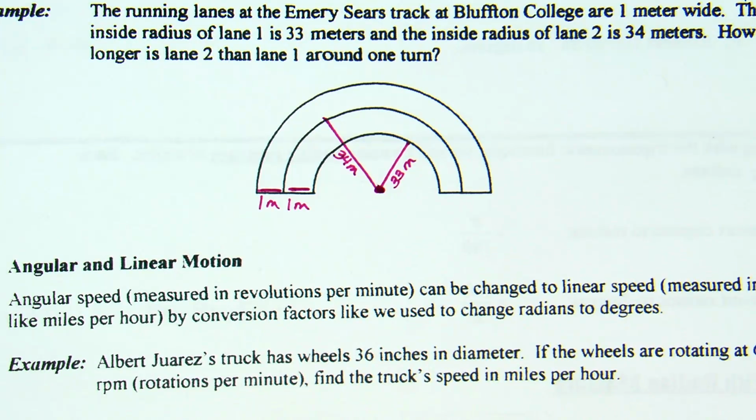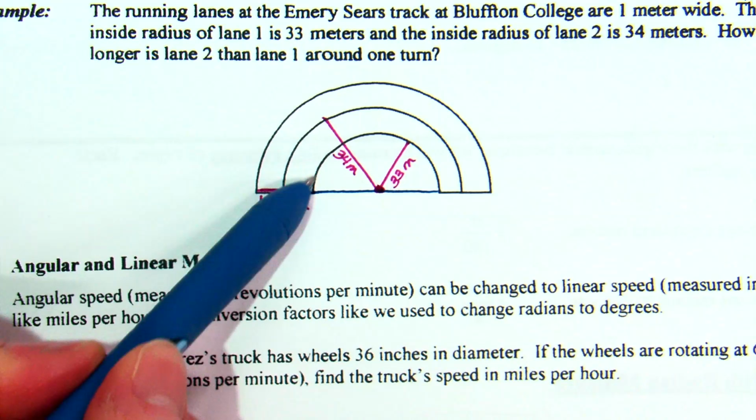If you think right here, like this is half of a circle. So this is a portion of a circle. Arc length is measuring the curve of a circle. So arc length measures a portion of the circumference of the circle. Does that make sense? Okay, so we want to know how long lane 1 is and how long lane 2 is. Now, let's do them one at a time here.